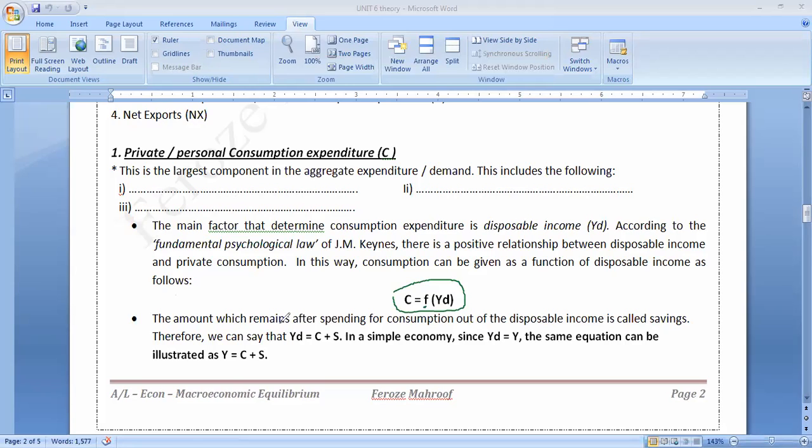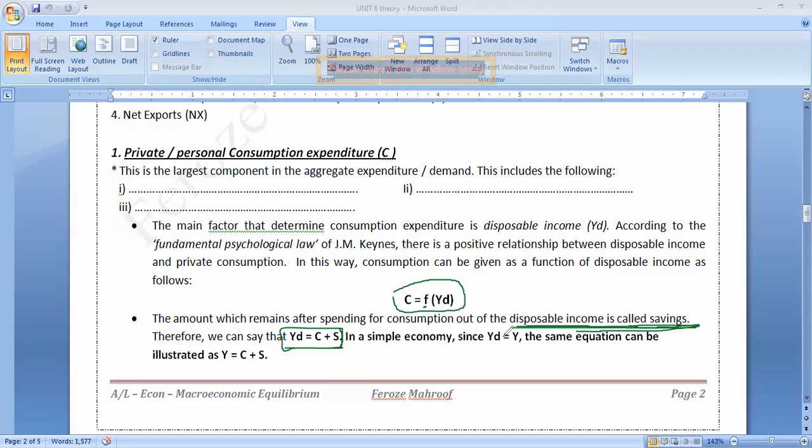The amount which remains after spending for consumption out of the disposable income is called savings. The amount which remains after spending for consumption out of the disposable income is what? Saving. In the disposable income, the amount we consume, and the balance that remains after consuming, that is the one we say saving. Therefore, we can say YD is equal to C plus S. Disposable income, one part is the consumption, another part is saving.